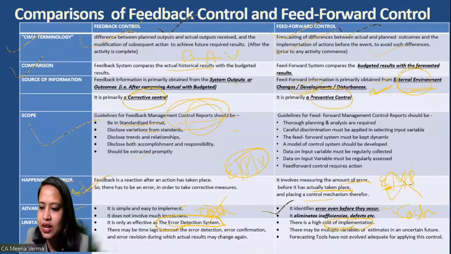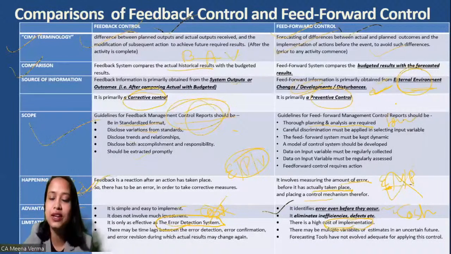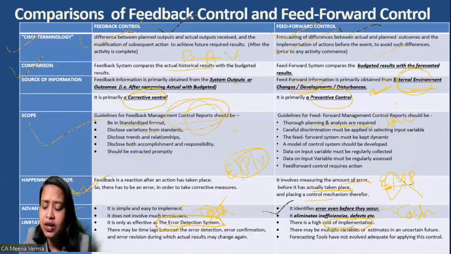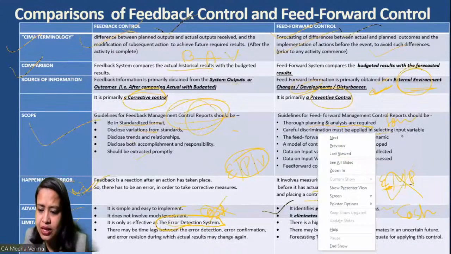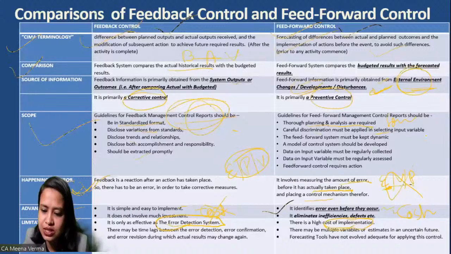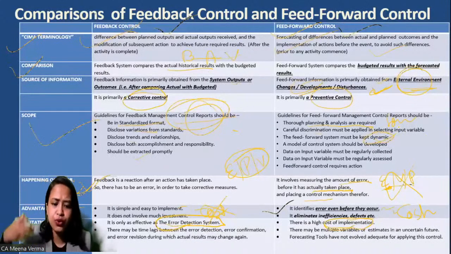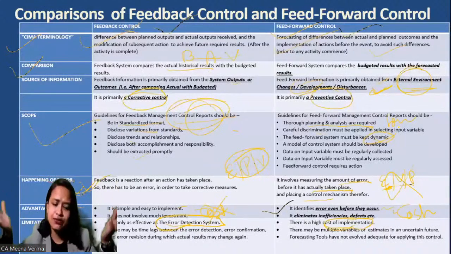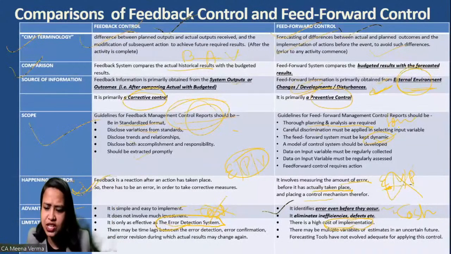What are the guidelines for the feed forward control system? Thorough planning and analysis is required. Why? Because you are forecasting. Therefore, thorough planning and analysis is required. Careful discrimination must be applied in selecting the input variables. And this should be dynamic, because you are forecasting the situation, and if the internal and external environment changes, your forecast will change. So all of these things you will consider.